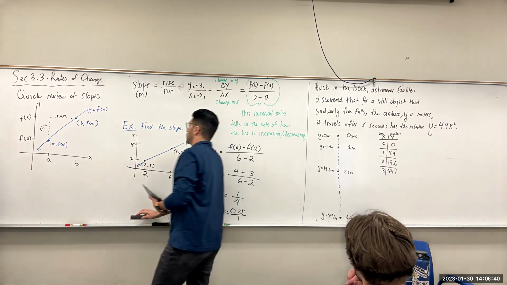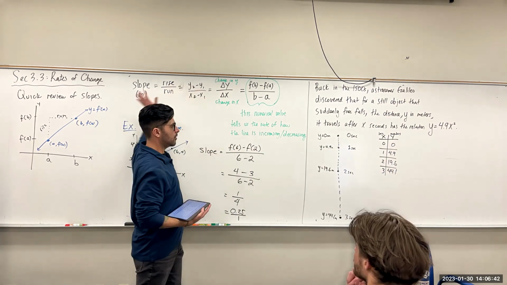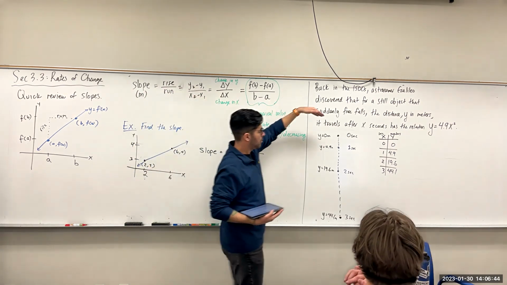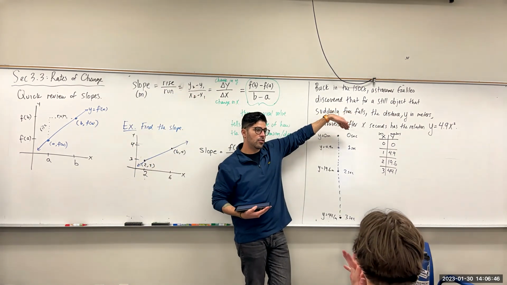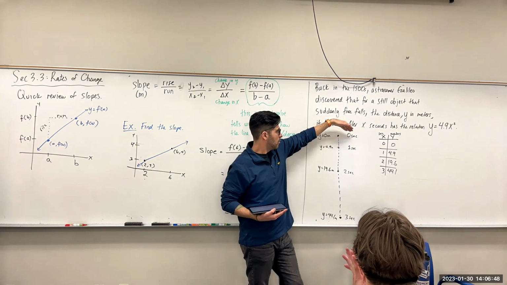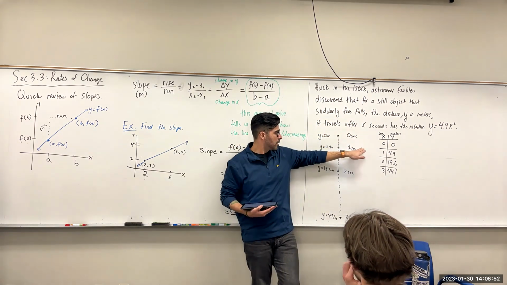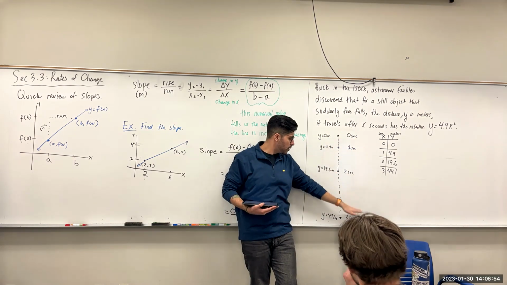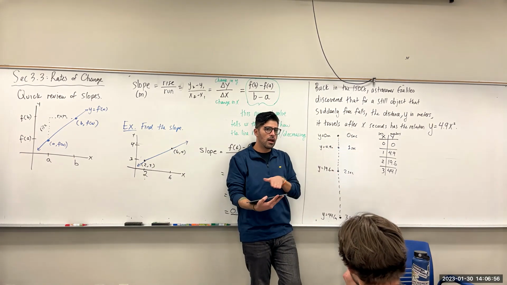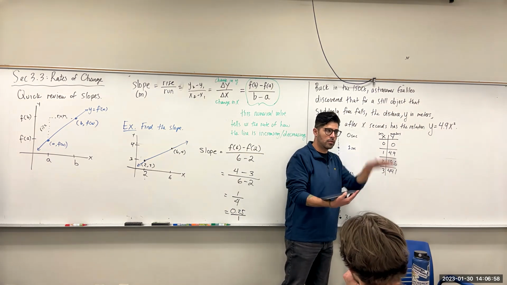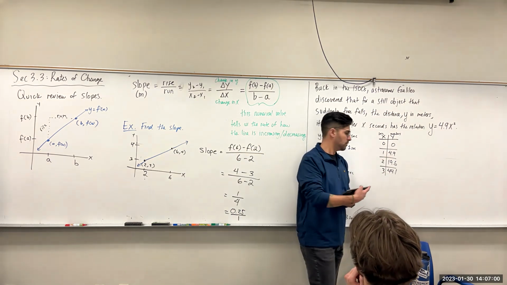So right now we're going to ignore this for a bit, but what we're going to discuss is what's called the average rate of change. So from 1 second to 3 seconds, on average, how is it changing? How much distance did it fall on average? Okay.